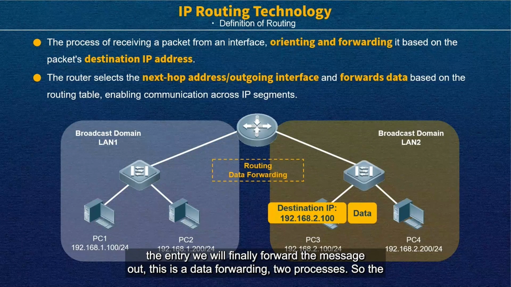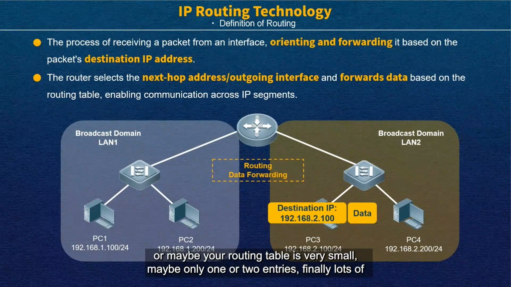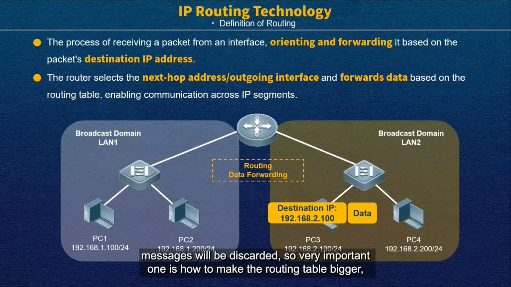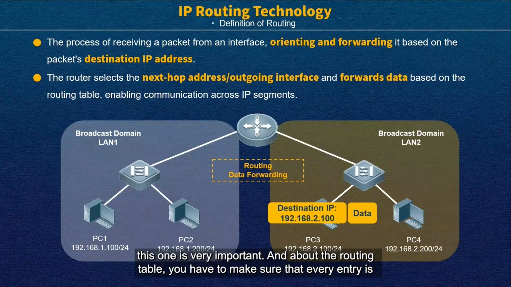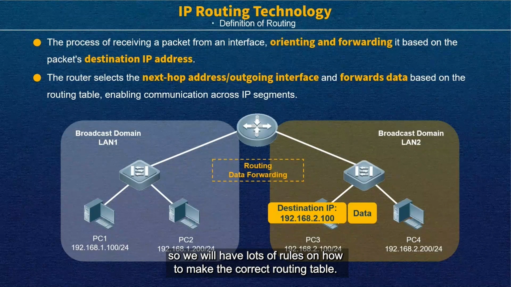Two processes. So a very important question is how to get the routing table, right? If your routing table is empty, or very small, maybe only one or two entries, finally lots of messages will be discarded. So a very important thing is how to make the routing table bigger. And about the routing table, you have to make sure that every entry is correct. If your entries finally form a loop, that means the message cannot be sent out. So we will have lots of topics on how to make the correct routing table.